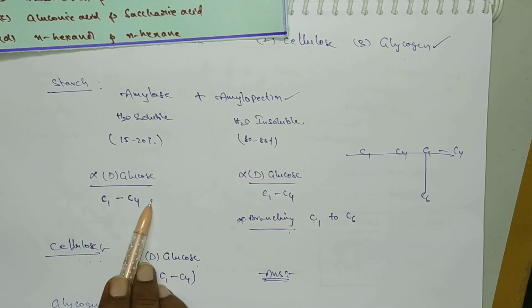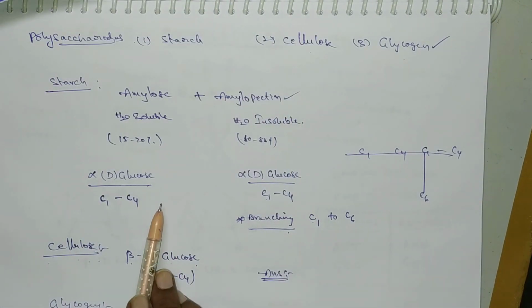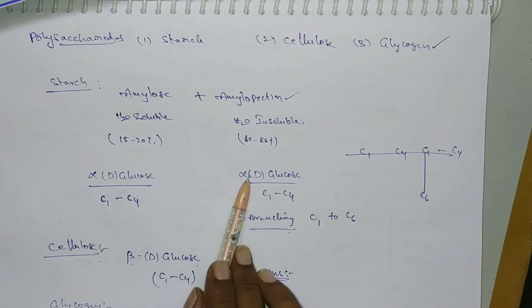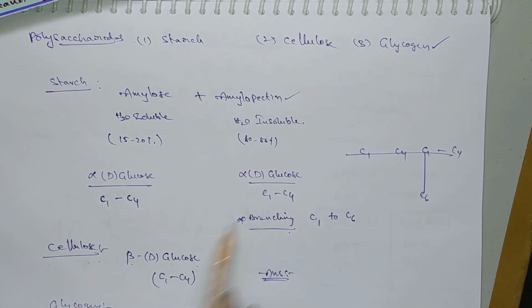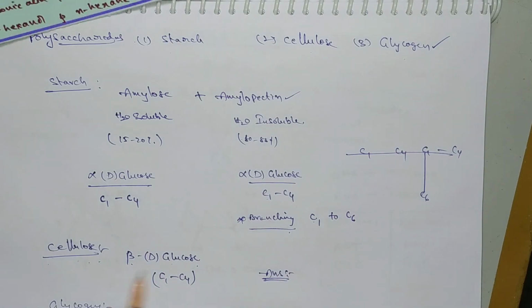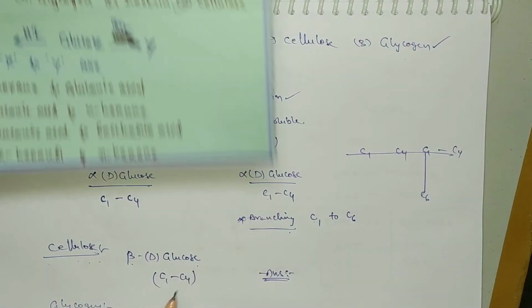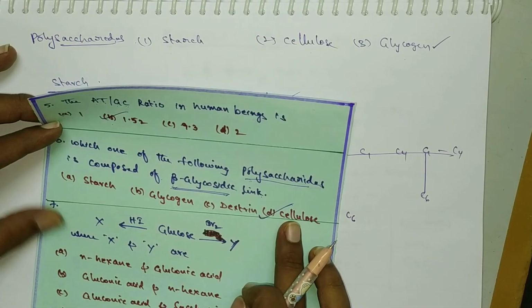In case of starch, there exists alpha glycosidic linkage. Okay, clear? Since these are alpha glucose molecules, there exists alpha glycosidic linkage. Since these are beta glucose molecules, there exists beta glycosidic linkage. Okay, so the option will be cellulose.